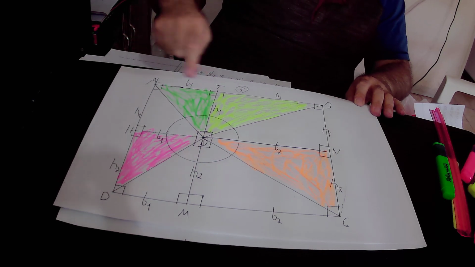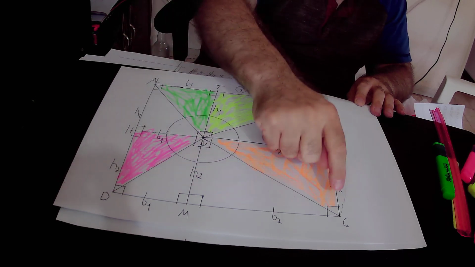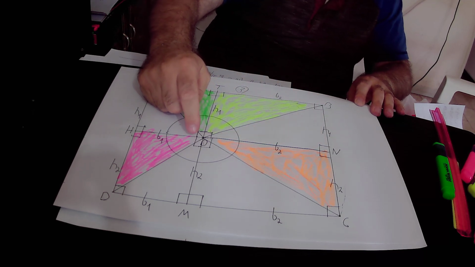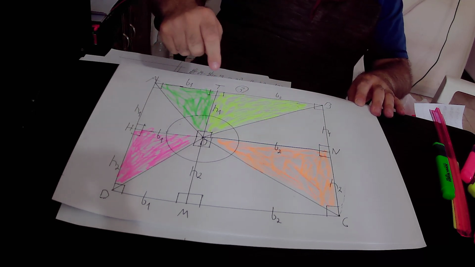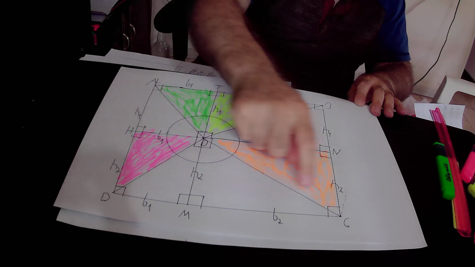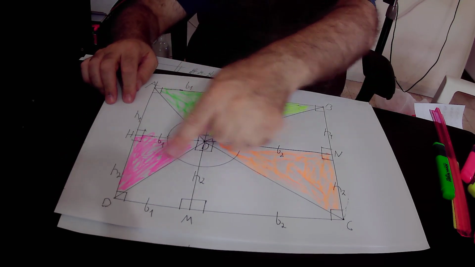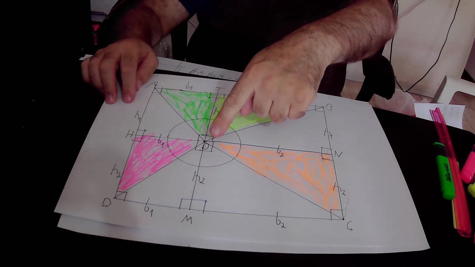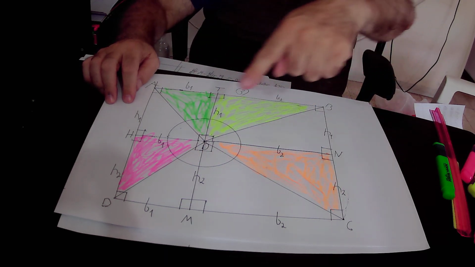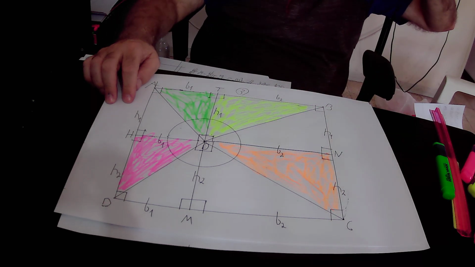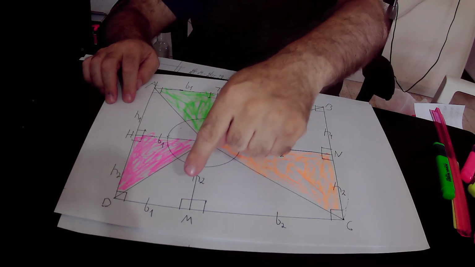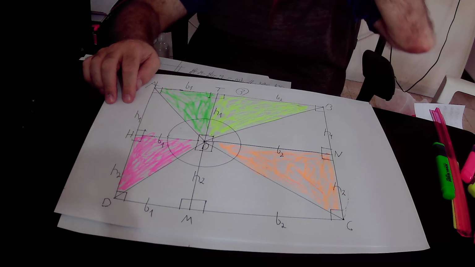Because side AB is parallel to side DC, the perpendicular from point O to AB must also be perpendicular to DC. So this angle also equals 90 degrees, and this angle also equals 90 degrees.